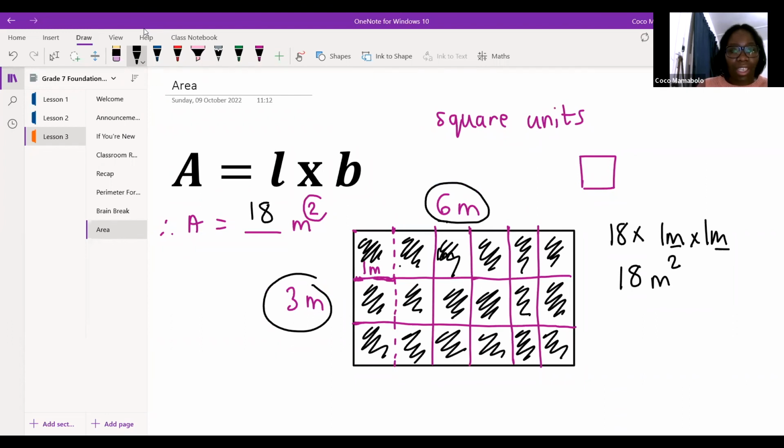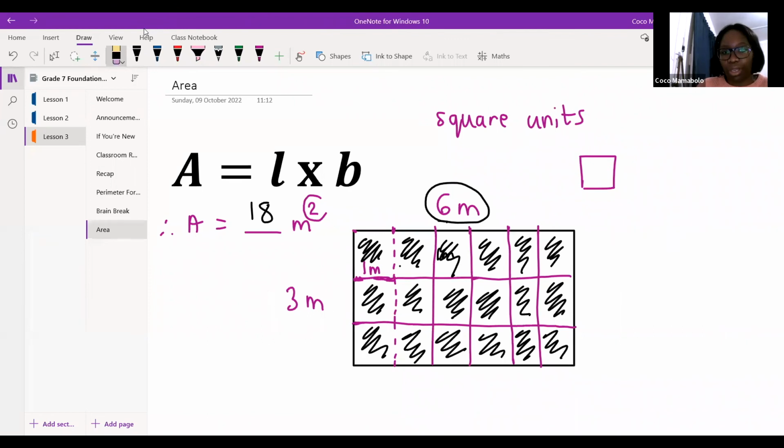Thumbs up, thumbs down. Do you guys understand why we multiply the top by the side, or the length times the breadth? Are we okay with this concept? Excellent. Amazing stuff, guys. Okay. I was hoping for a lot more thumbs up. I feel like people are still a little bit confused, but okay.